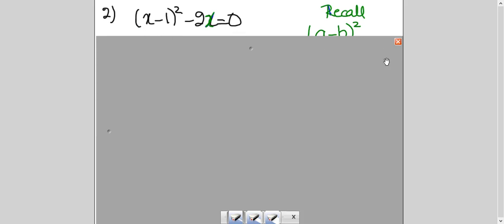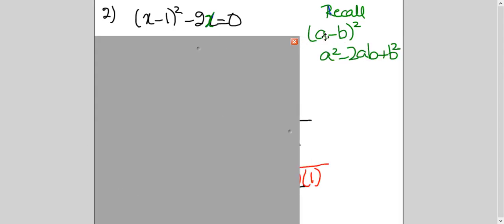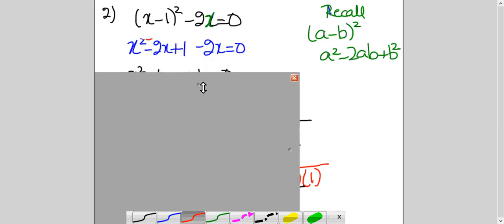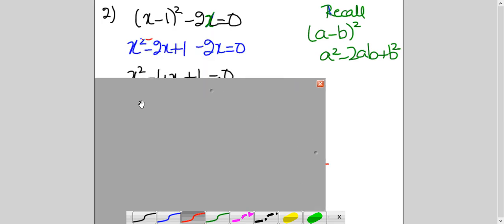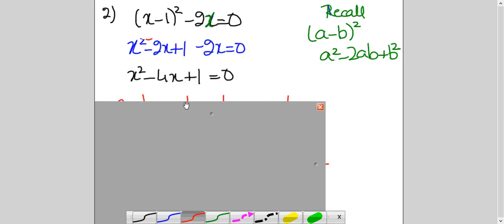To remember what that is? See here. This method: a minus b whole square equals a square minus 2ab plus b square. So basically, this is your a, this is your b. So you should expand this term by this formula. So it will become x square minus 2x plus 1 and minus 2x. Then minus 2x becomes minus 4x.